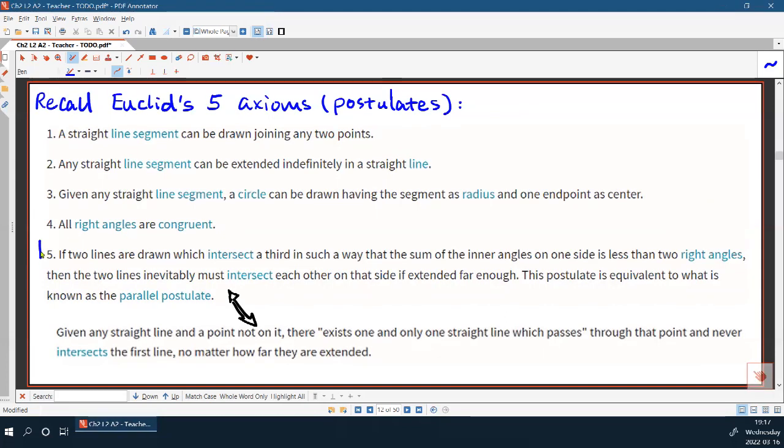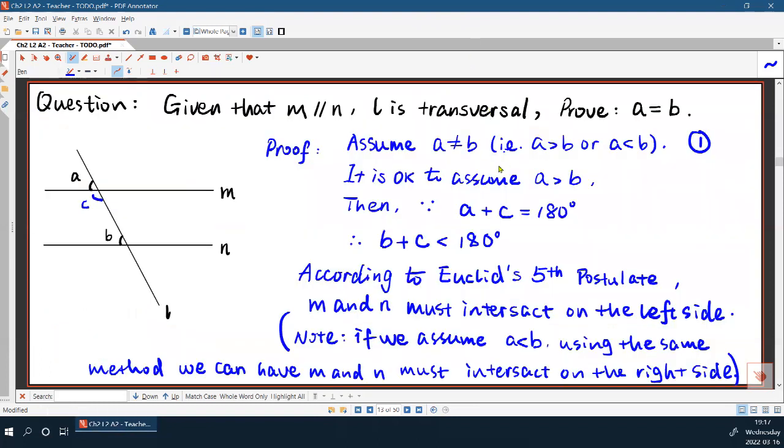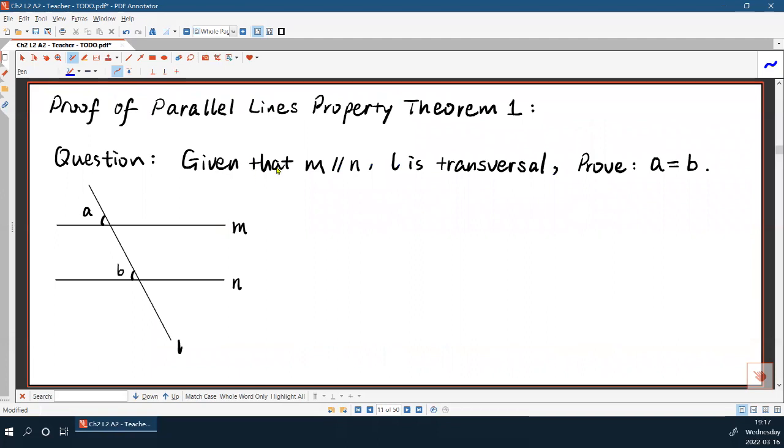The key is to use Euclid's fifth axiom, which is also called Euclid's fifth postulate. Okay, we can do it like this. Our goal is to prove A equals B, right? Well, we can do it this way. We can assume A is not equal to B. Okay, let's assume A is not equal to B.